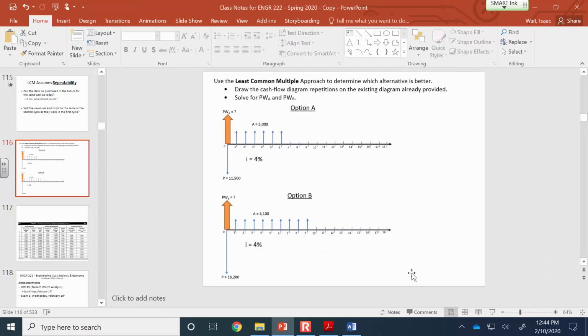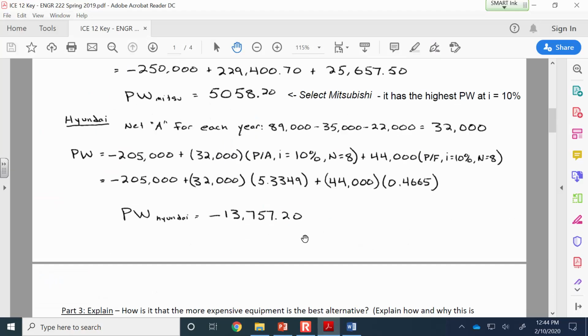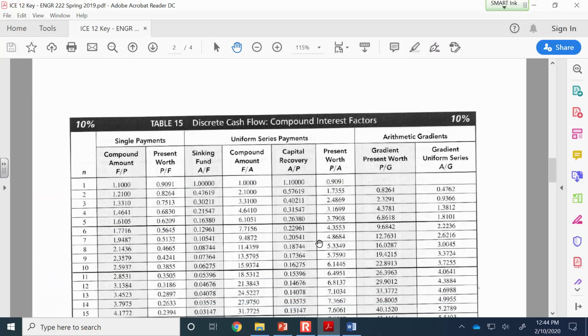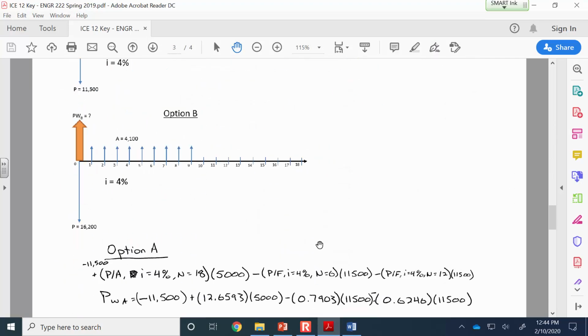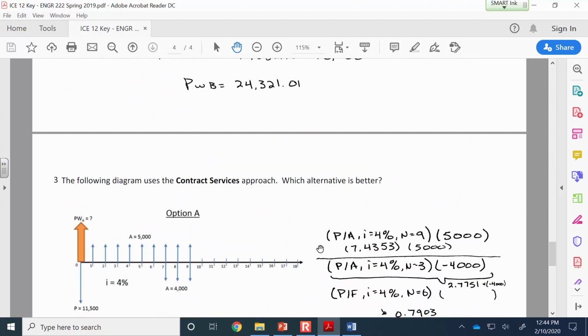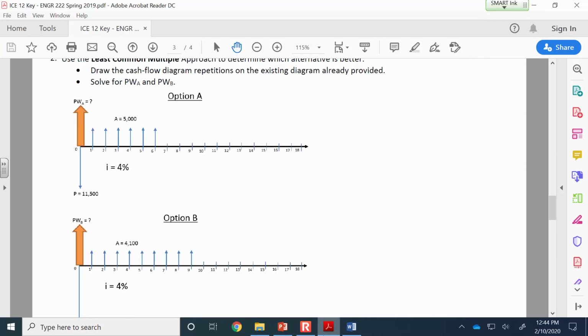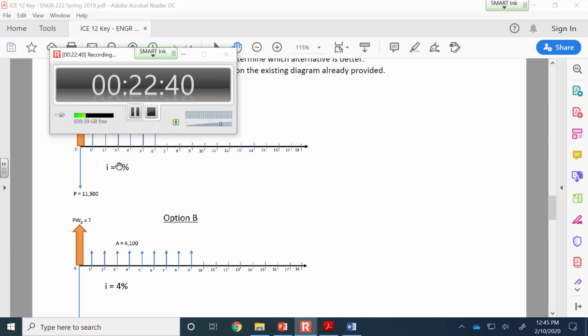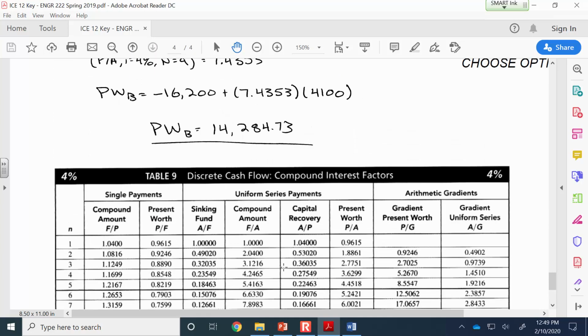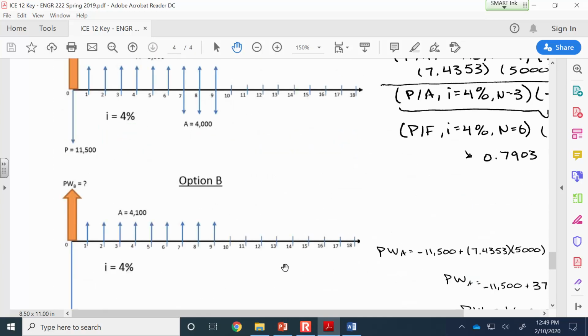All right, now for this problem, when you repeat the cash flow diagram, it should look like, let's see, did I sketch it out? No, I didn't sketch it. I might have that somewhere else. So let me show you the solution for this one.